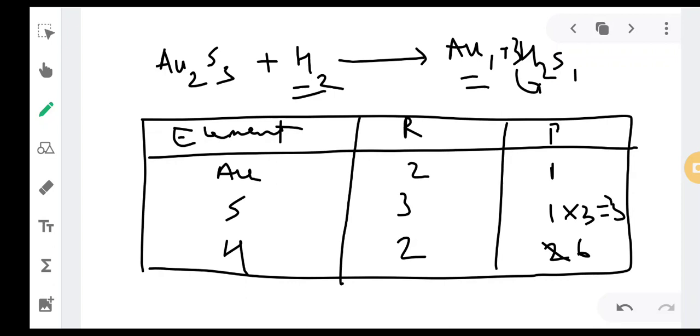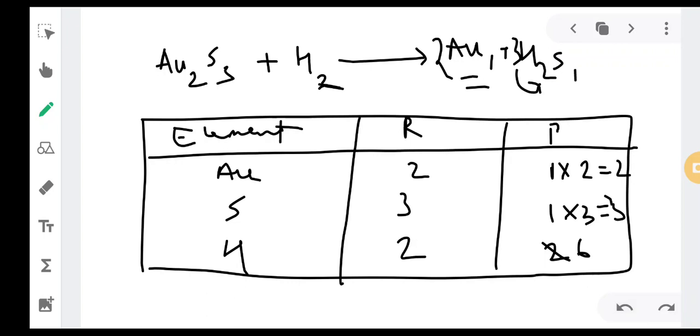Okay, so how will you balance that? For the smaller number, you need to make it into a bigger number. How will you convert a small number into a big number? By multiplying it with the same number. 1 into 2, you will make it 2. So you need to multiply 2 on the right hand side, for the product containing Au, and you will make it 2.